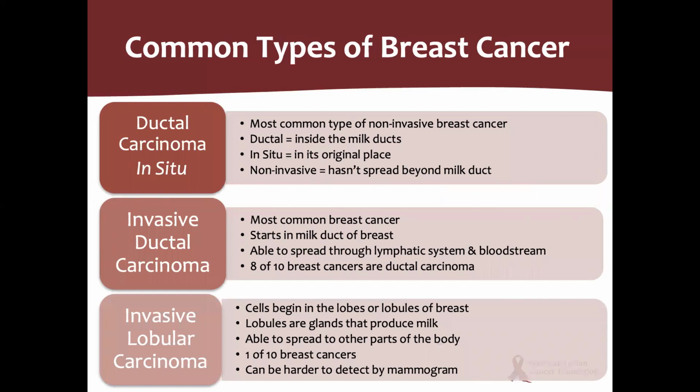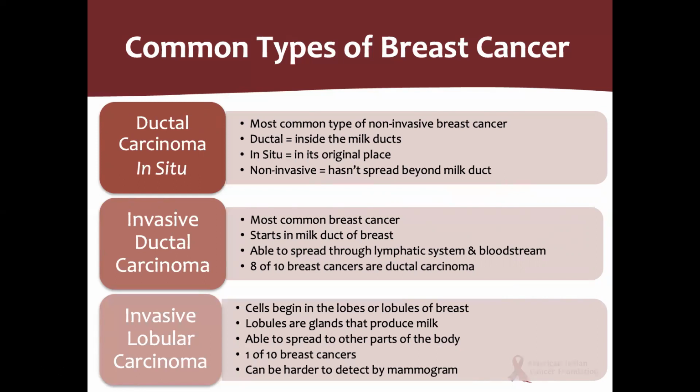The common types of breast cancer. Ductal carcinoma in situ, or DCIS, is the most common type of non-invasive breast cancer. Ductal means inside of the milk ducts, and in situ means in its original place. DCIS isn't life-threatening, but having DCIS can increase the risk of developing an invasive breast cancer later on. Usually people who have DCIS are at a 30% higher risk for the cancer to come back or developing a new breast cancer. These usually occur 5 to 10 years after the first diagnosis.